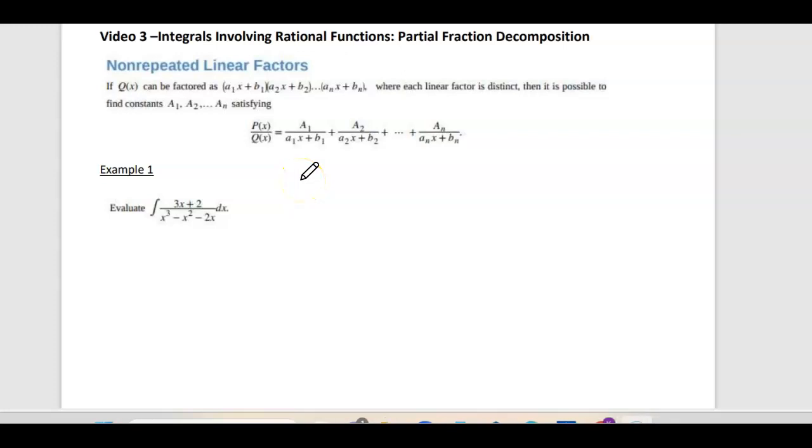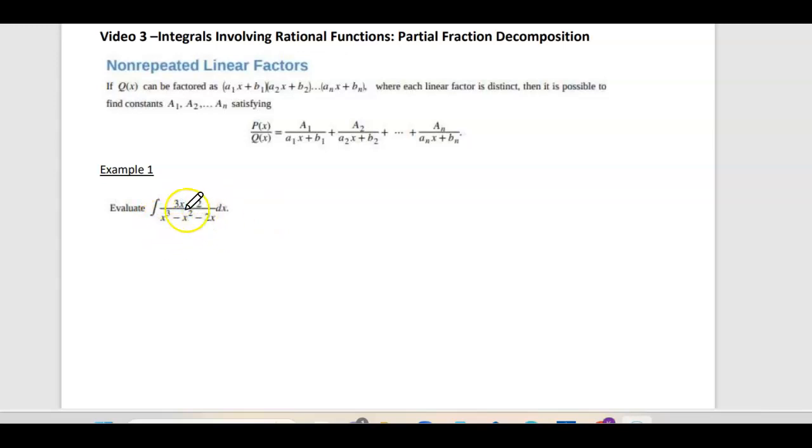All right, this video is going to go over how to find integrals with rational functions using partial fraction decomposition. We use this method whenever the degree of the bottom is larger than the degree of the numerator. So, denominator degree bigger than the numerator. Again, if the numerator degree is equal to or greater than the bottom, use long division first.